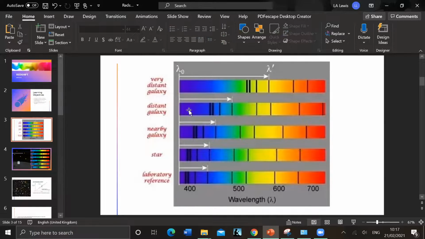So you get the rainbow bit, but when you look at light from a star, or even a light in your house, you also get what's called dark lines. And these dark lines tell us which elements are in that object. So if an object gives out its own light, like a star, it will have a spectrum. The spectrum tells us what that object is made of.